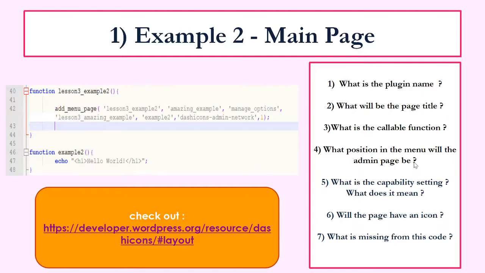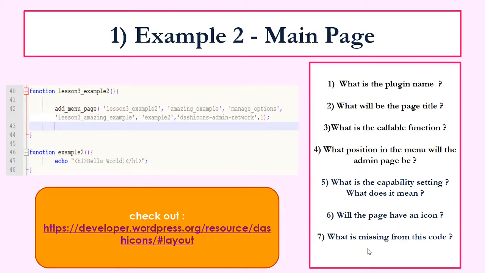What position will the admin page be? Well, because we've added it, it will be in position 1, so it will be the first one on the admin dashboard. What is the capability settings? The capability settings is the manage option. What does this mean? Again, it means that it allows our function to have access to the administration settings, so it can access their dashboard menu and create a new menu page. Will the page have an icon? Yes. How do we know? Because we've added one from this website here.